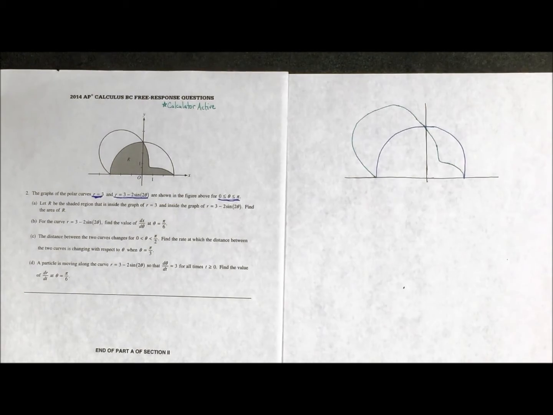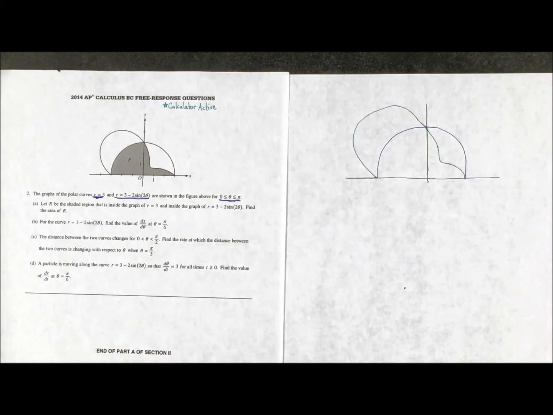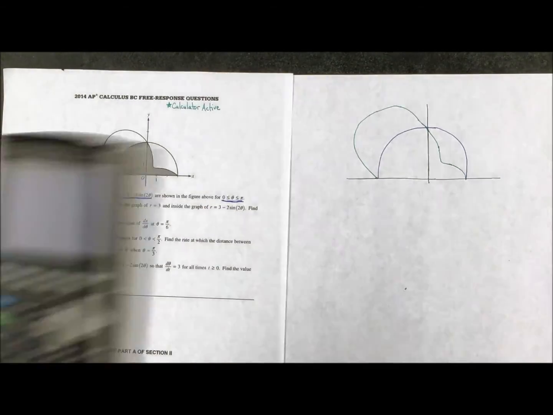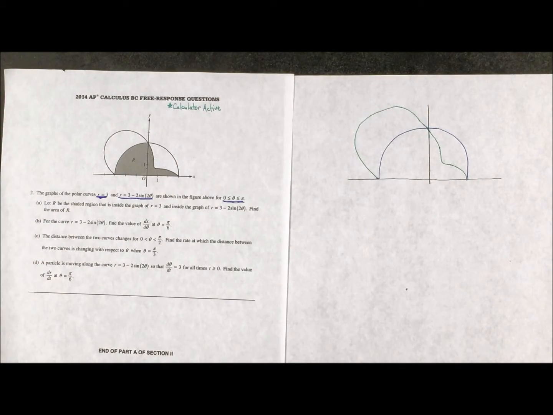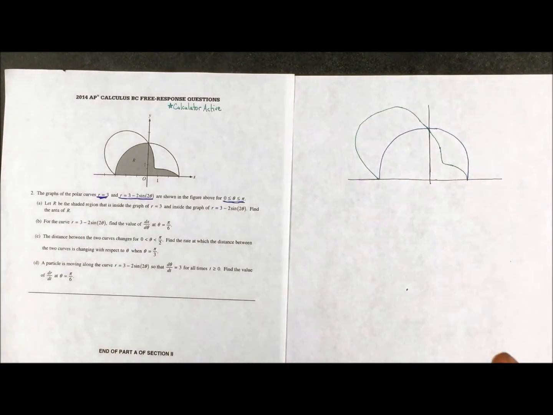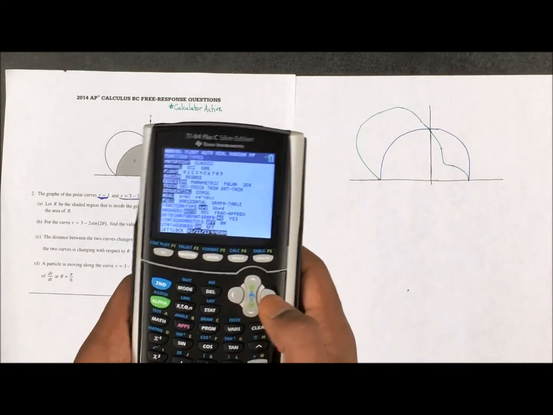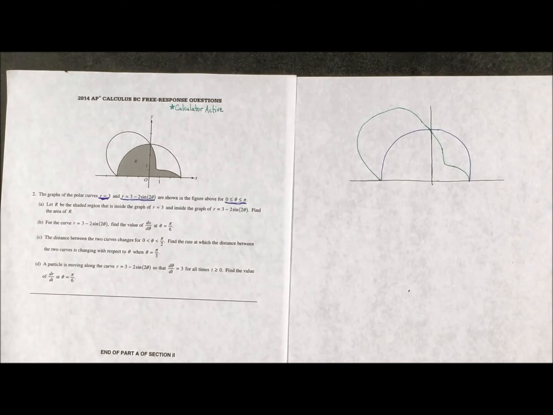Okay, so right now we're going to go over the 2014 AP Calculus BC FRQ number 2. As you can see, this is a calculator active problem, so I am going to be using my calculator. The second thing that I noticed immediately after looking at this problem is that it is a polar problem. So immediately I'm going to take my calculator and put it into polar mode, so I don't have to worry about doing that later on. Alright, let's get to reading.